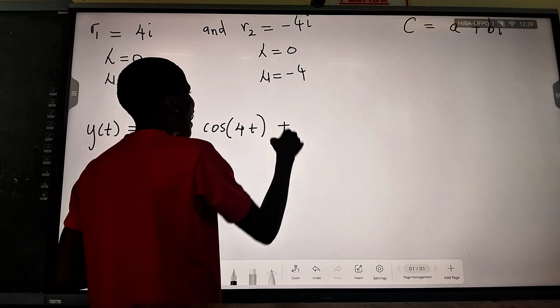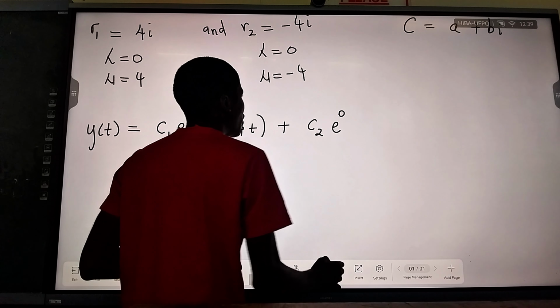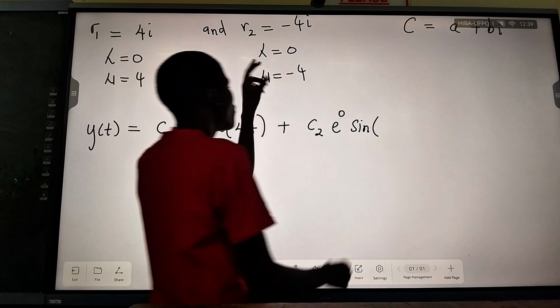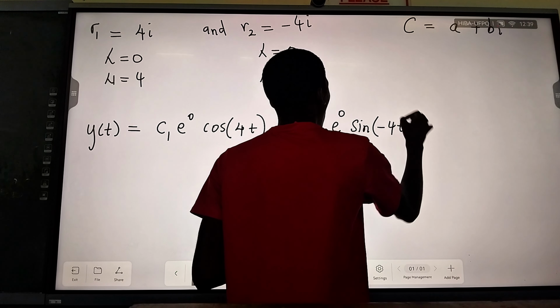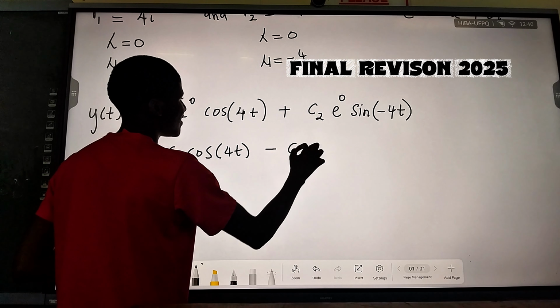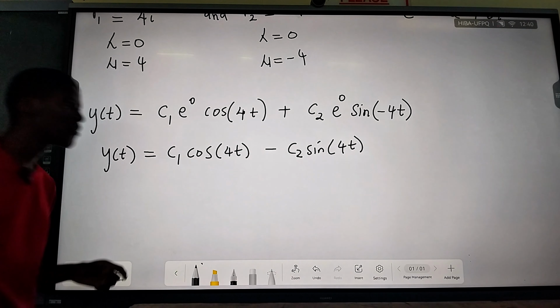And then this is plus constant c2 times e to the power of lambda, which is 0, times sine of mu t. What is our mu for this one? Negative 4t. So the general solution y at t is c1 cos 4t plus a constant c2 sine of negative 4t, which is the same as minus c2 sine 4t.